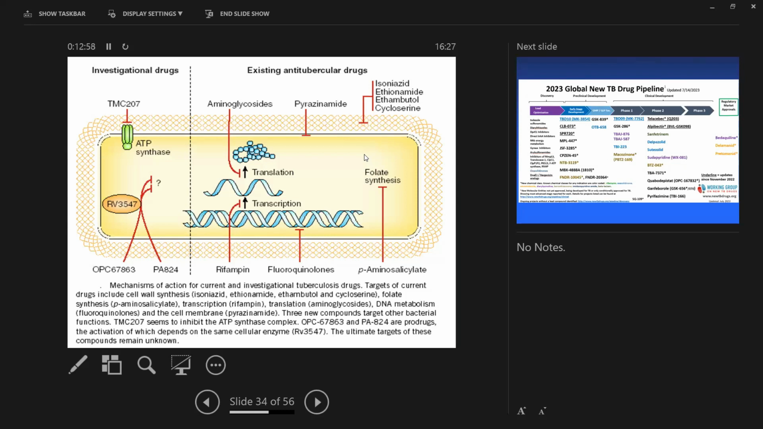And again, the new molecules that have come: bedaquiline, an ATP synthase inhibitor, which is now approved for multi-drug resistance. Another two drugs, RV3547 and delamanid, they are approved.